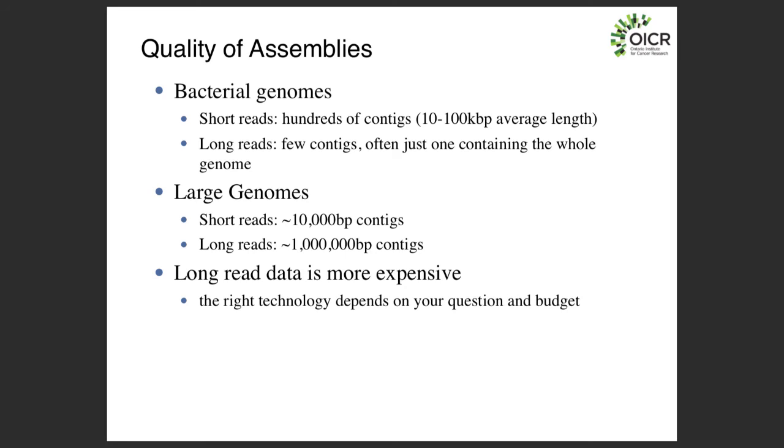Yeah, it does. If you have low coverage, like less than 30x, you're going to have more contigs and they're going to be shorter. This sort of assumes, ideally, that you've sequenced to 30, 40, 50x, which is what most people recommend. If you did 30x from short or long reads, with short reads you'd get about 10,000 base pair contigs, with long reads you'd get about 1 million or more.